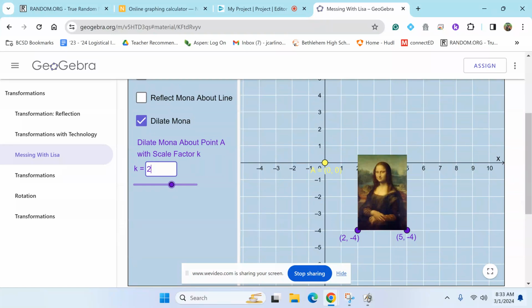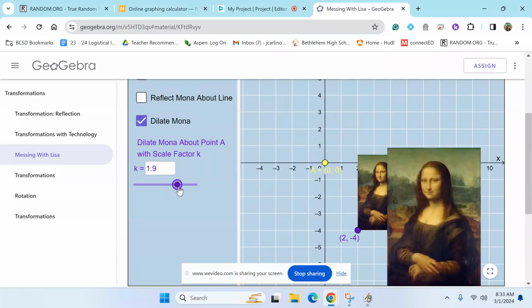Maybe not. Thought it would blow up a little bit there for me, but oh, there we go. It'll blow up for me. So transformation is moving points around in different ways, reflecting them, rotating them, sliding them, or in this case, making them bigger or smaller. So that's what a transformation is.